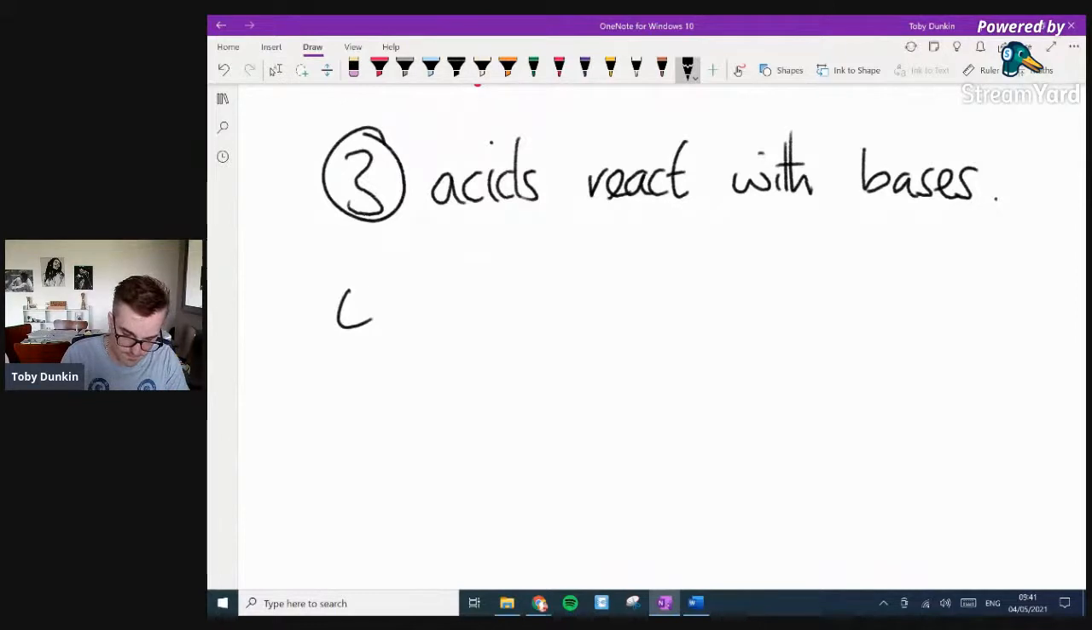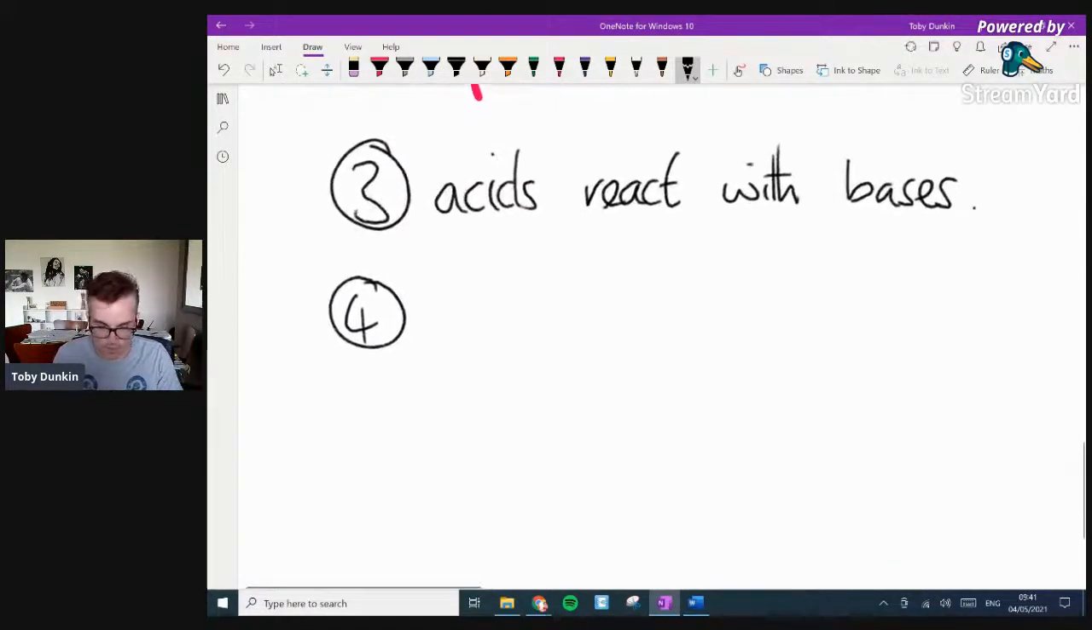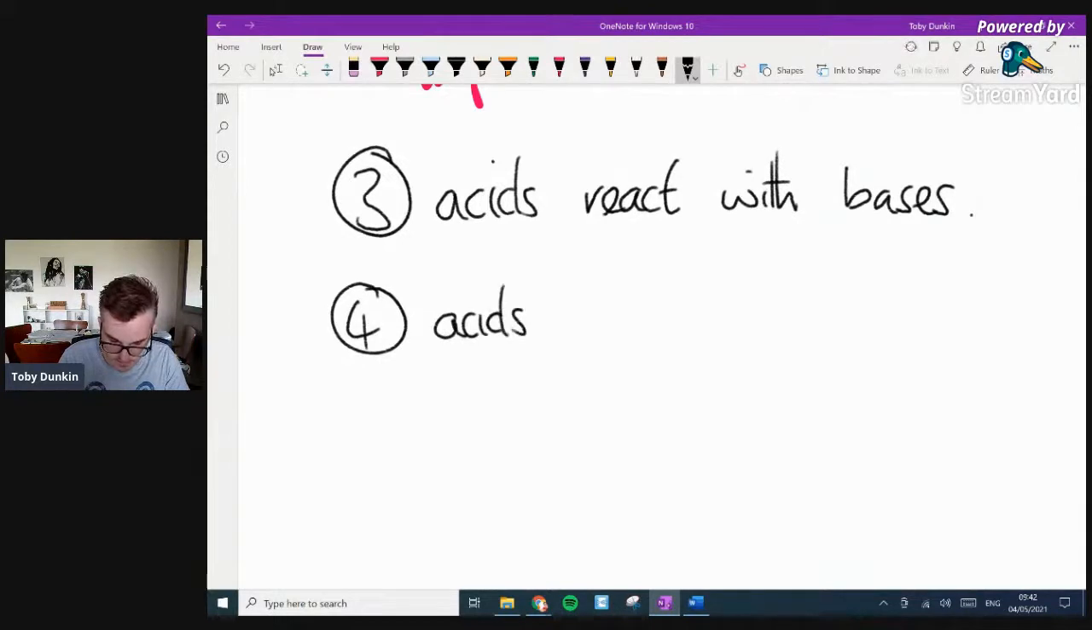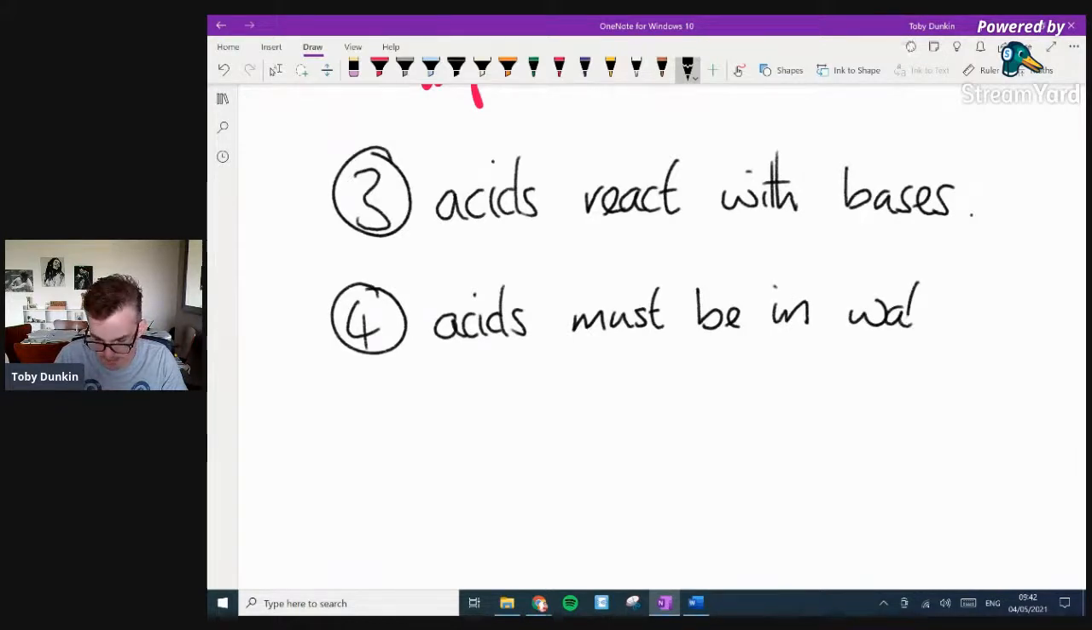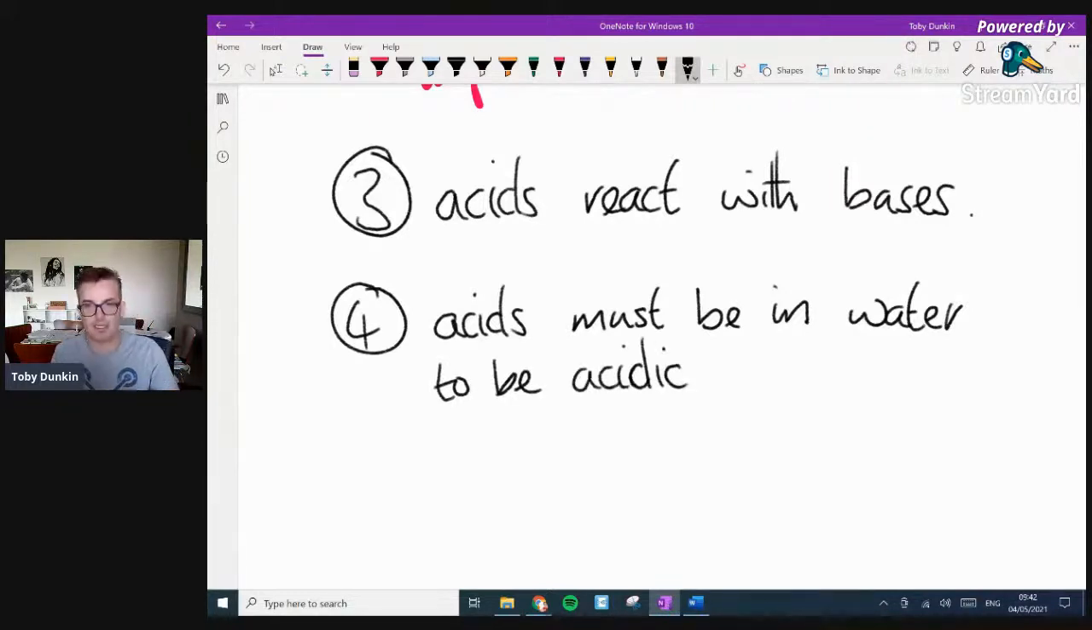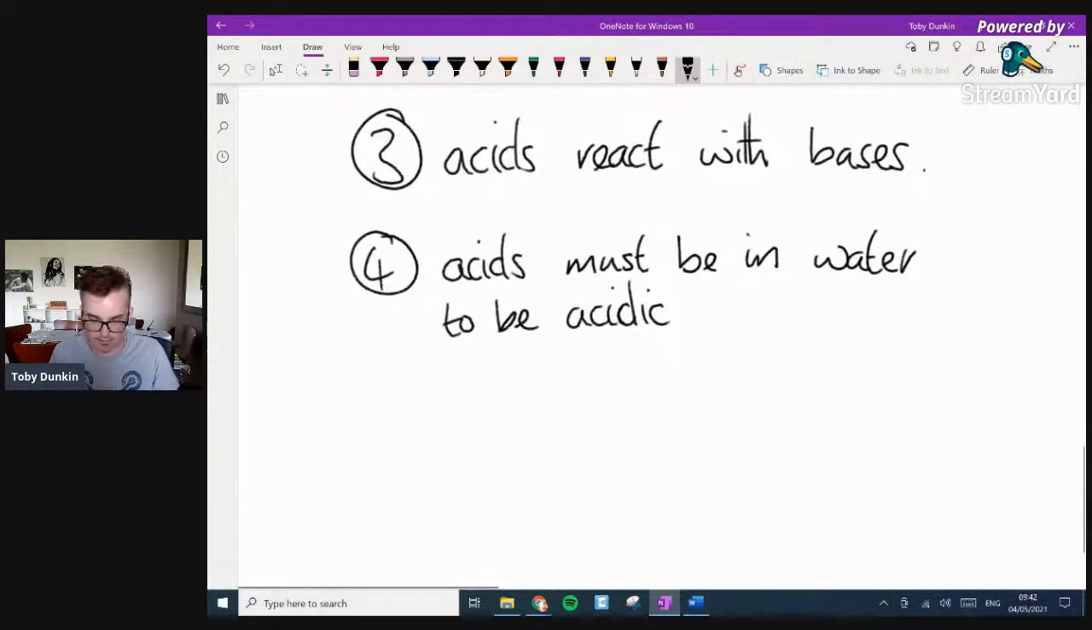The fourth one is that acids must be in water to be acidic. Notice the change in word there, switching from acid to acidic. This is the scale, this is the measure. Acidic, acidity. Something is an acid and therefore it is acidic, and you measure it on acidity, the scale, like vinegar and baking soda. Yes, so vinegar and baking soda, the vinegar is the acid, the baking soda is the base.